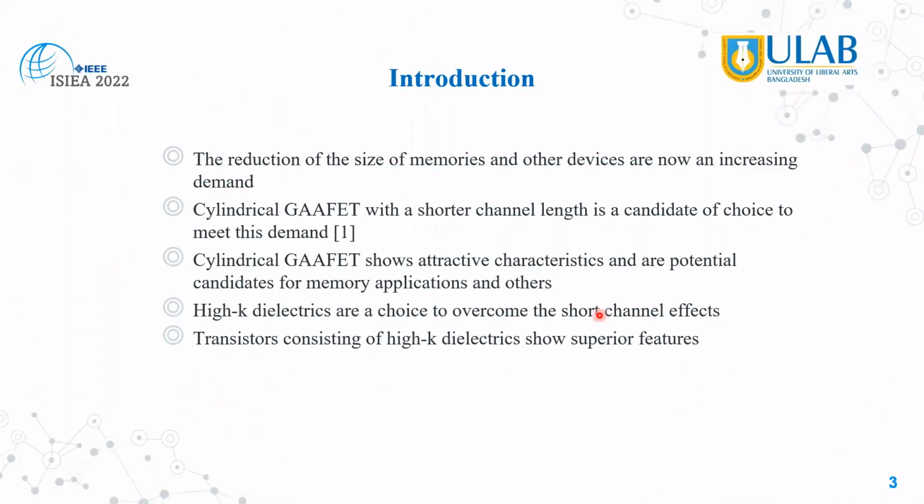Moving on. This is the introduction. You can see the reduction of the size of memories and other devices is now an increasing demand. So the basic units need to be reduced. Cylindrical gate-all-around FET with a shorter channel length is a candidate of choice to meet this demand, as this transistor can be used below 7nm of channel length. Cylindrical gate-all-around FET shows attractive characteristics and is a potential candidate for memory applications and others.